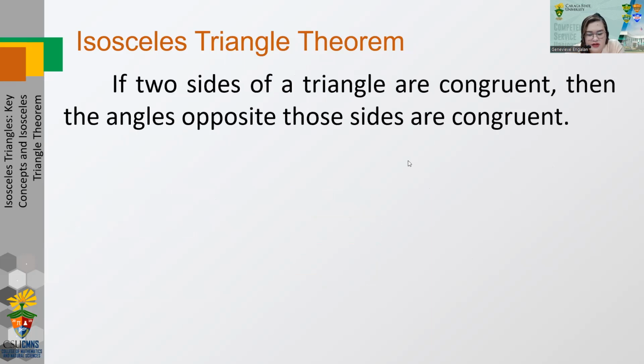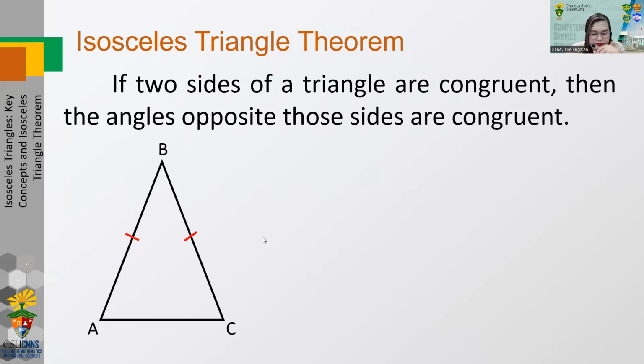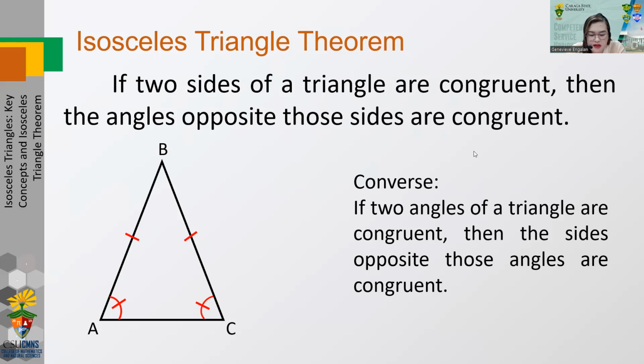Okay, isosceles triangle theorem. If two sides of a triangle are congruent, then the angles opposite those sides are congruent. So kung naa kay two sides sa triangle nga congruent, ang katupong mga angles opposite sa ilaha are also congruent. So pasabot, if these are the two sides nga congruent, kini po dapat si angle A and si angle C are also congruent. So ang converse niya, if two angles of the triangle are congruent, then the sides opposite those angles are congruent. This is the converse of this.